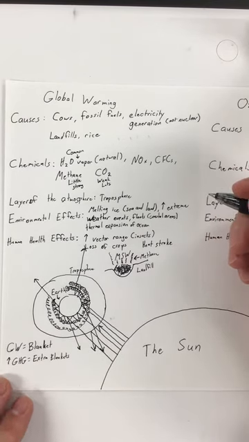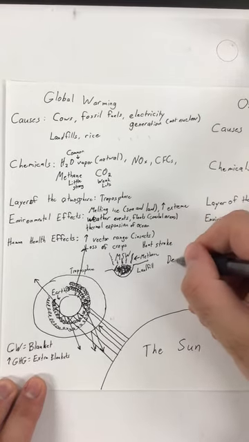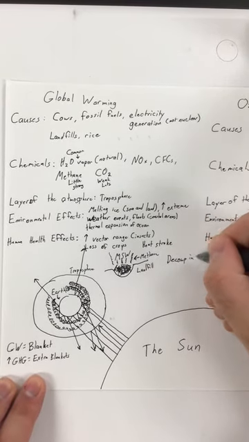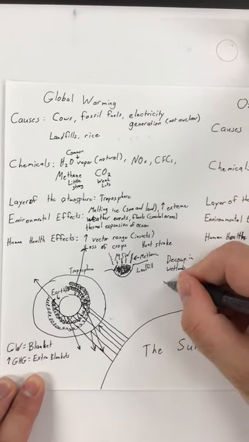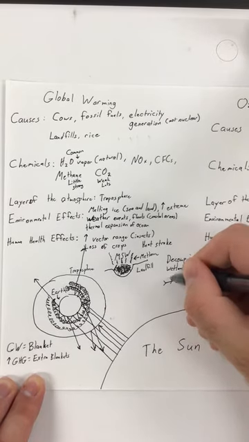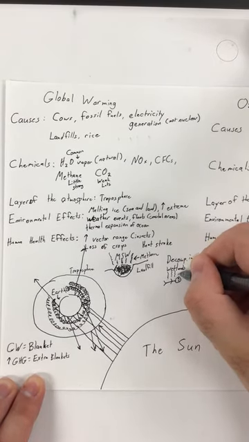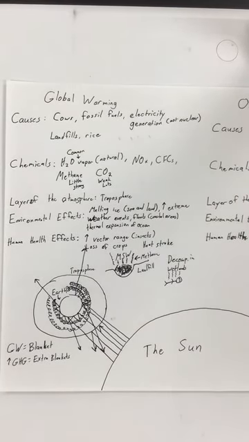You have decomposition in wetlands. Those wetlands mean that there's going to be anaerobic respiration, which means methane is produced. Even though methane is not as common a greenhouse gas, it is a more powerful greenhouse gas when compared to carbon dioxide.